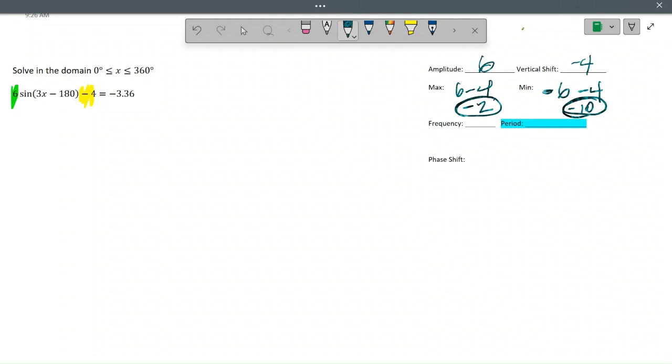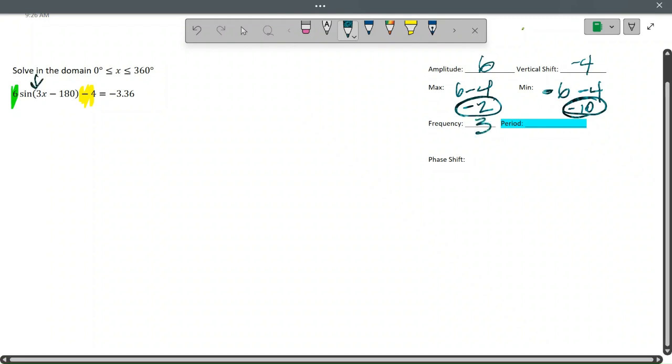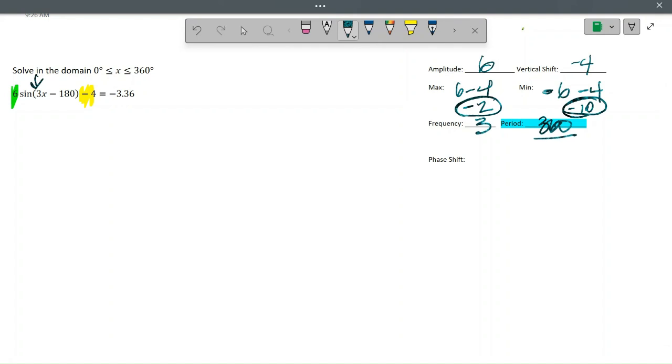Our frequency is this number right here. So that's 3. And our period is 360 divided by 3, which gives us 120. So that means that our graph, this is the very, very important number here, repeats every 120 degrees. And that means every y value also repeats every 120 degrees.